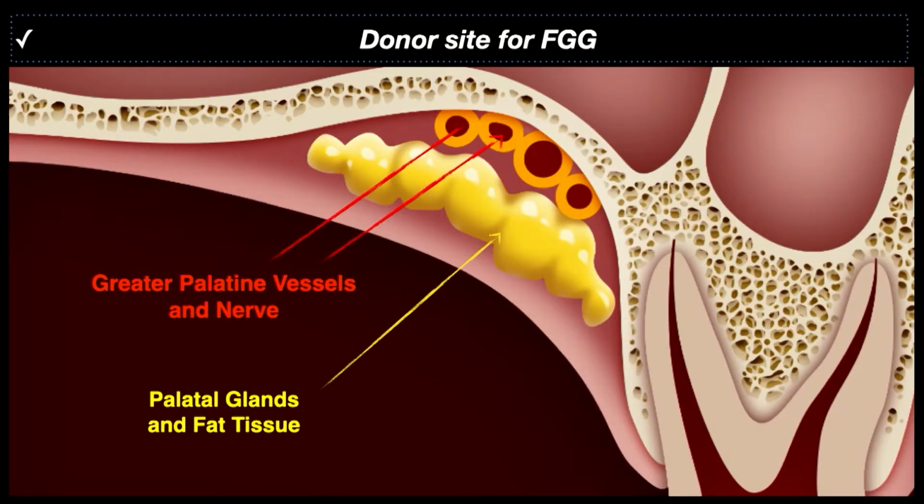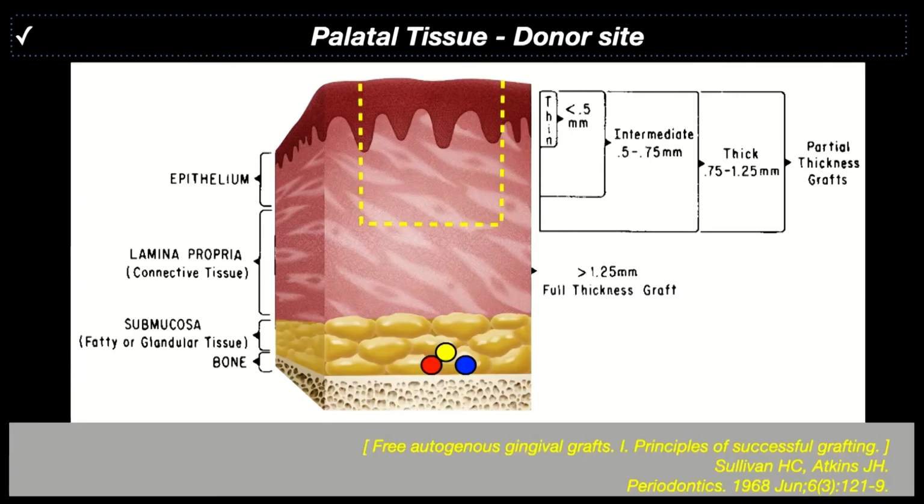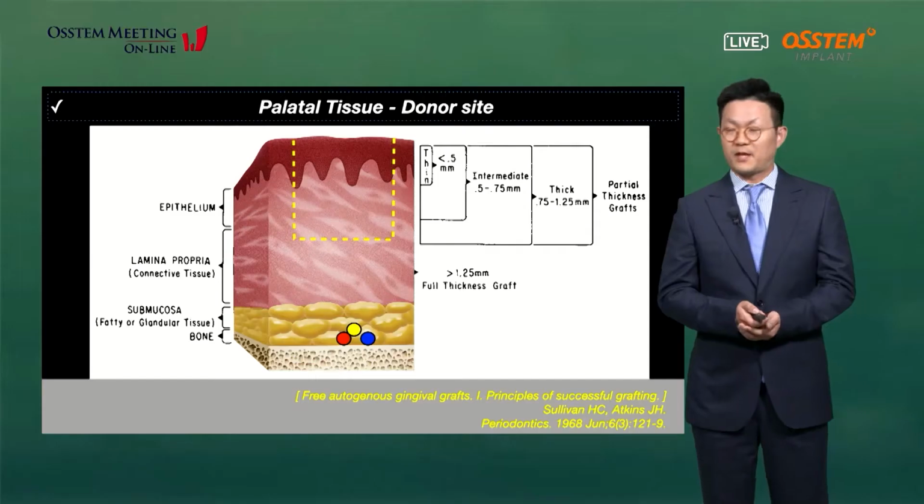Fat and gland tissue exist in the deep portion of the palatal donor site, so we must harvest graft tissue with 1 to 1.5 millimeter thickness. Deeper tissue harvesting could cause bleeding or nerve damage.